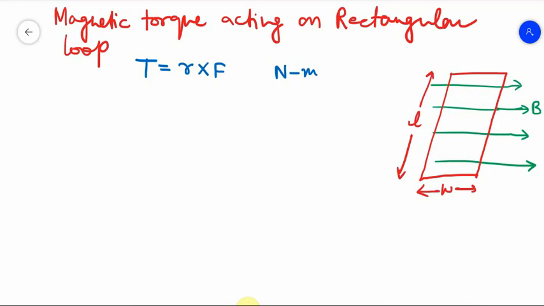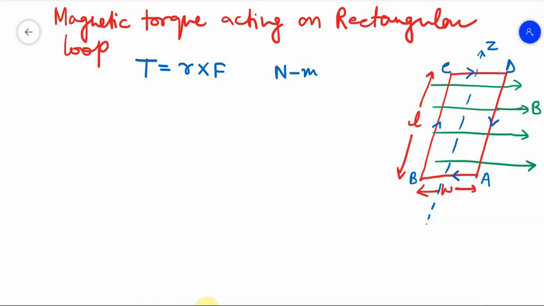And let the axis be the Z axis. So let this be the Z axis and the rectangular loop is A, B, C, D. And the direction of current in the loop is this.